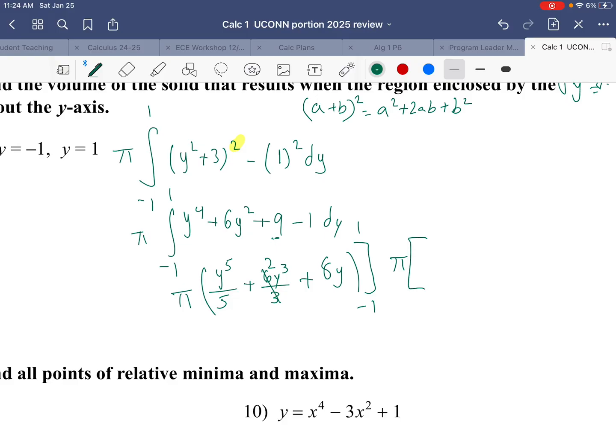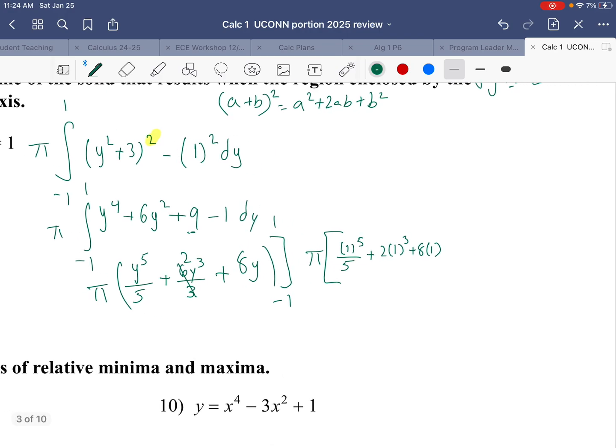Here is like the antiderivative at 1. So it's 1 to the 5th divided by 5 plus 2 times 1 cubed plus 8 times 1. And the reason why I'm trying to do different colors is I'm going to be subtracting negative 1 to the 5th over 5 plus 2 times negative 1 to the 3rd plus 8 times negative 1.